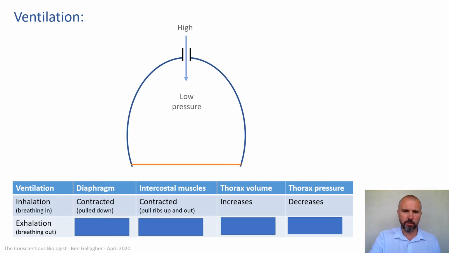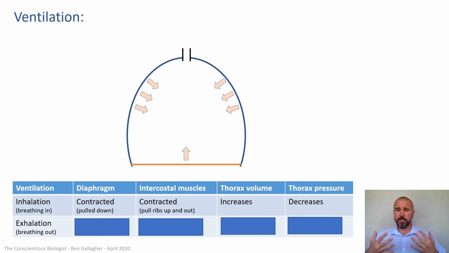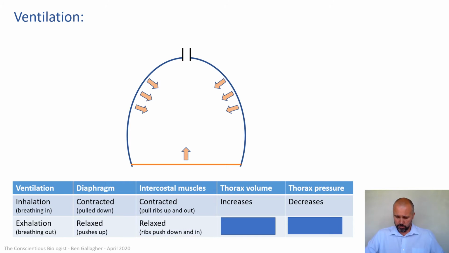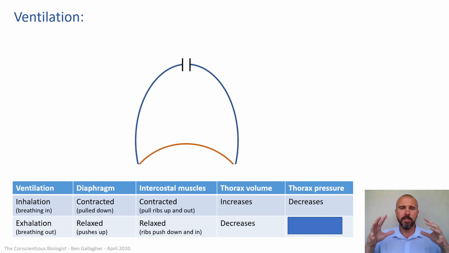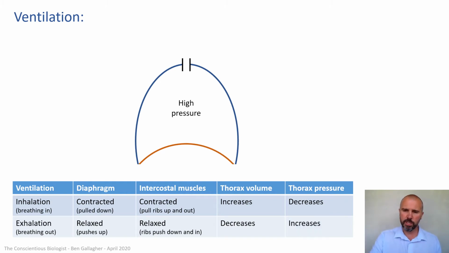Let's flip that round and look at the reverse. To reverse that, you just need your diaphragm and intercostal muscles to all relax, because then your diaphragm will relax back up, your ribs and your intercostals will relax back down. And of course, what that's going to do is squash everything, because it's going to decrease the volume again. Decreasing the volume and squashing the air that's in there is going to increase the pressure. So now you've got high pressure inside your thorax. High pressure relative to the low outside is going to push the air back out again.